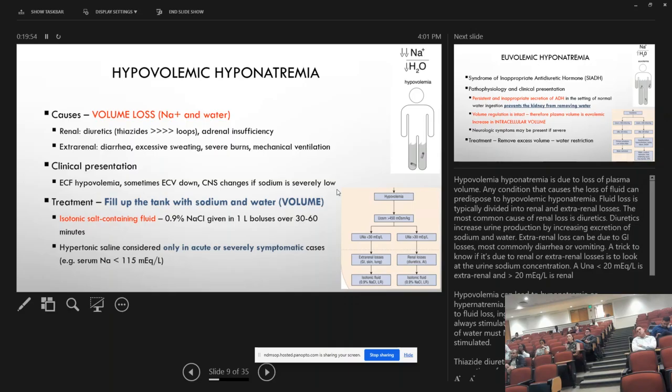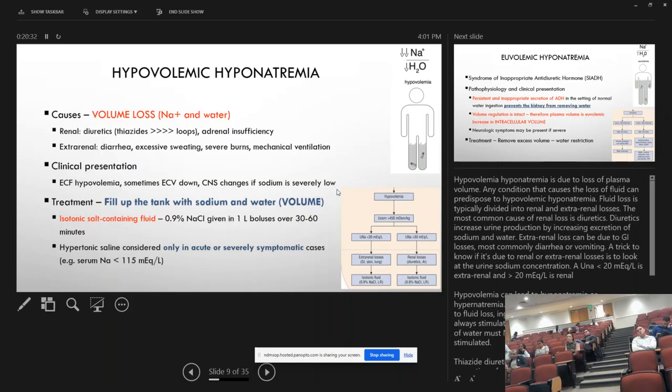Clinical presentation depends on the patient's extracellular fluid and effective circulating volume, right? If they have severe intravascular volume depletion, they're going to have signs and symptoms suggestive of that, so decreased perfusion. And then they may have CNS changes if the sodium is severely low. So in this hypovolemic patient, you're going to fill the tank. You're going to fill the intravascular volume, and you're going to use saline products.